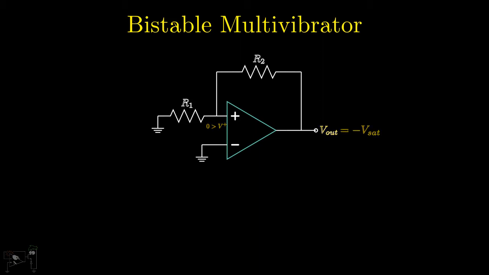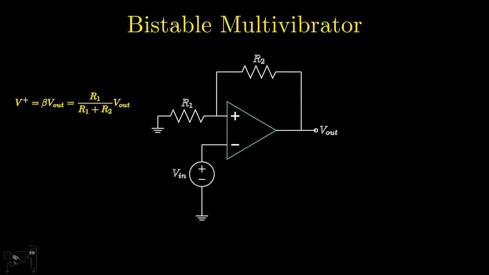The circuit cannot remain at V+ equal to 0 for long, as any disturbance due to noise will force the output to either plus or minus Vsat. The voltage at the non-inverting terminal is beta times Vout, where beta is R1 by R1 plus R2. The state of this bistable circuit can be changed by applying an external input at the inverting terminal. This is none other than the good old Schmitt trigger that we have already seen. The output changes state if Vin rises above beta Vsat or drops below minus beta Vsat.